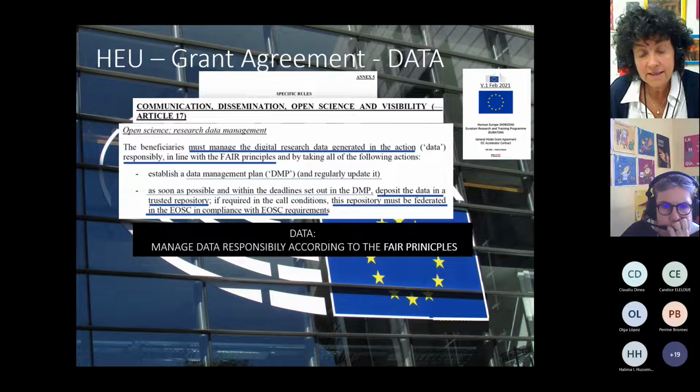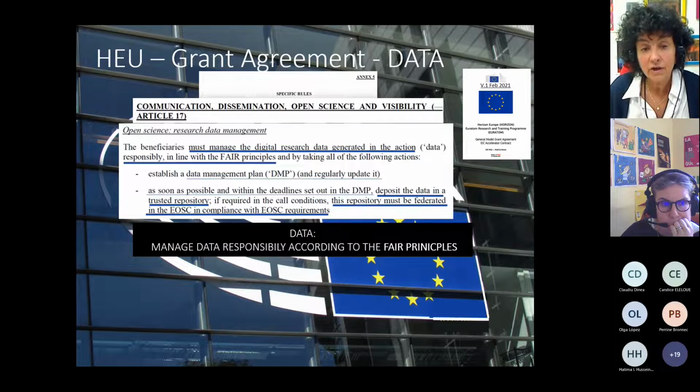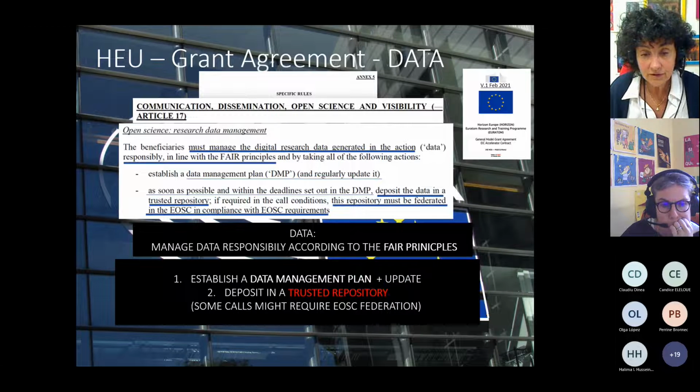So again, let's discuss this wording. Data must be responsibly managed according to the FAIR principles. So again, refer to the third and fourth module of this open science course to know everything about the FAIR principles, the FAIR tools, the tools to assess the fairness of your data and your data set. Establish a data management plan.